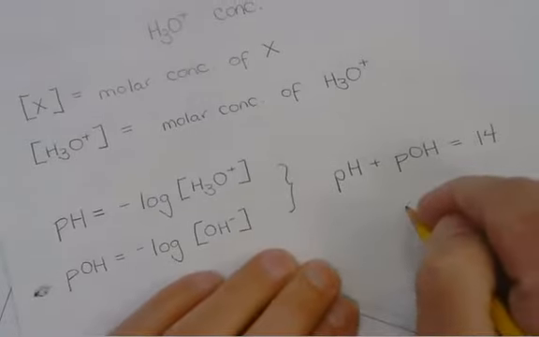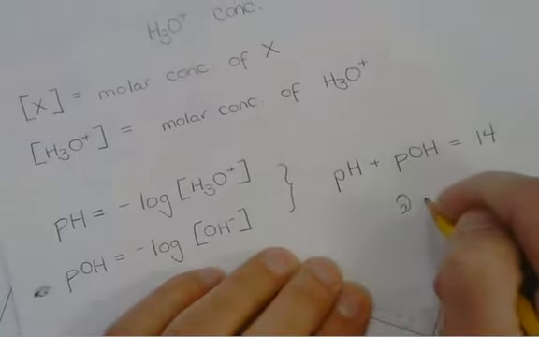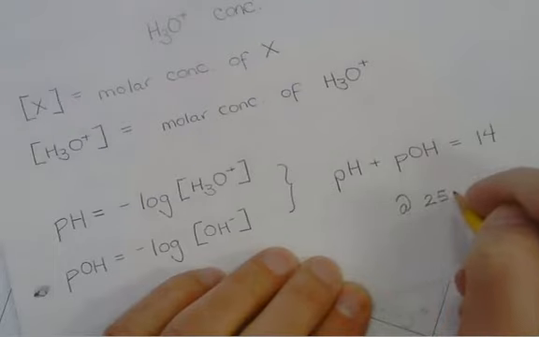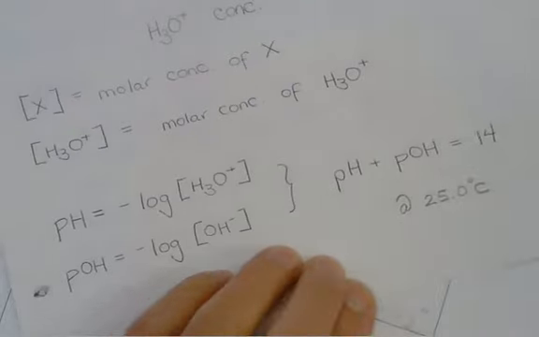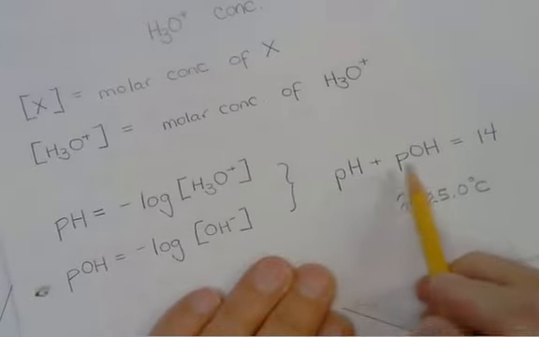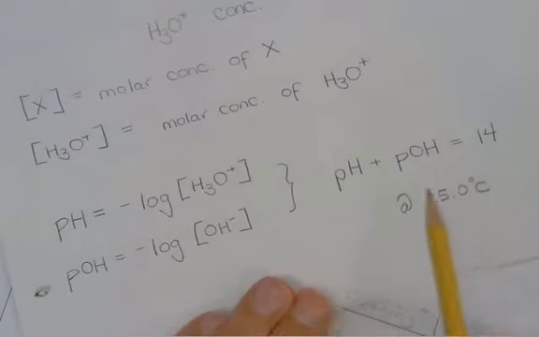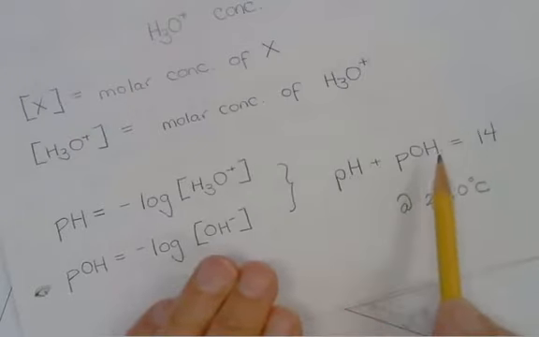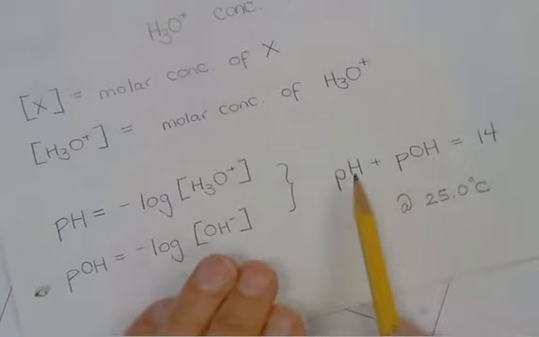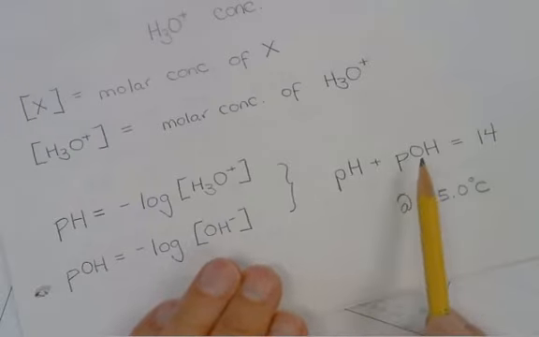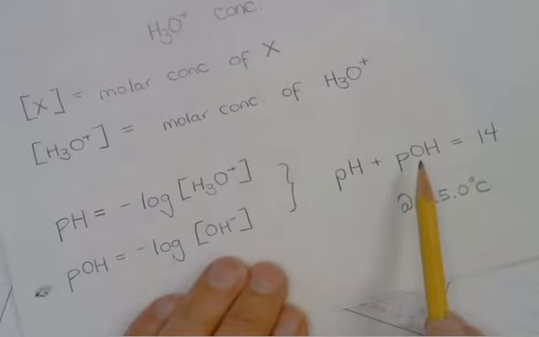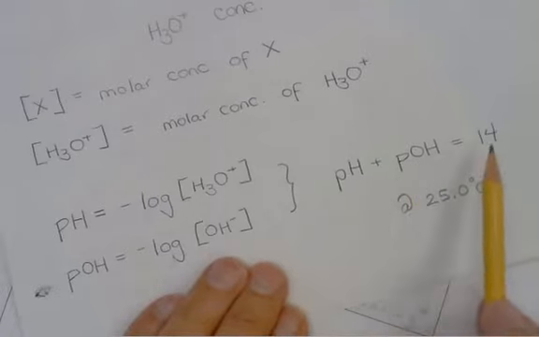So that's important, right? Temperature always plays a role. We're going to do all of our reactions in this chapter at 25 degrees Celsius. So at 25 degrees Celsius, the pH plus the pOH will always be equal to 14. That means when one of these goes up, the other one has to go down. For instance, if you have a solution that has a pH of 2, you know for sure that the pOH of that solution is 12. So 2 plus 12 equals 14.